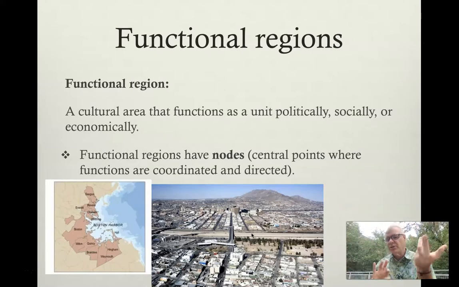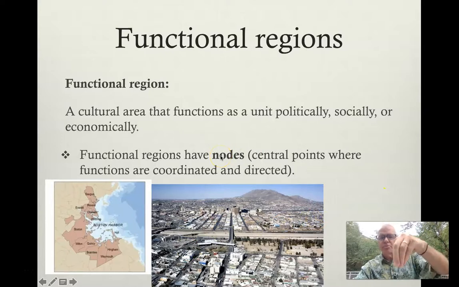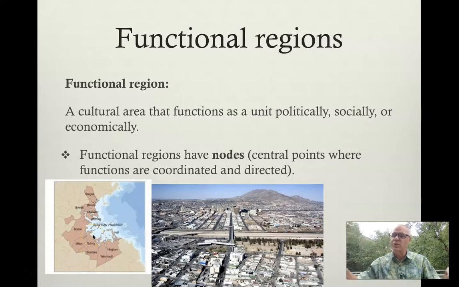And so functional regions are all about how things function. And usually they have some sort of node, like a central point. So again, something like the Boston area, which is centered around downtown Boston, or New York City, which is centered around Manhattan. But the whole region functions as one.